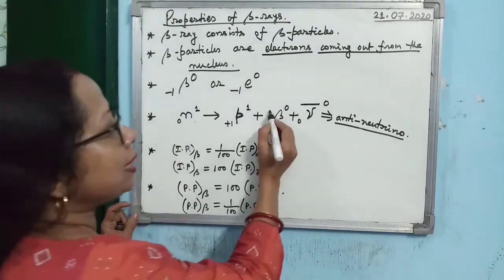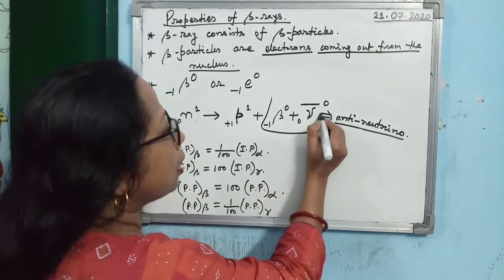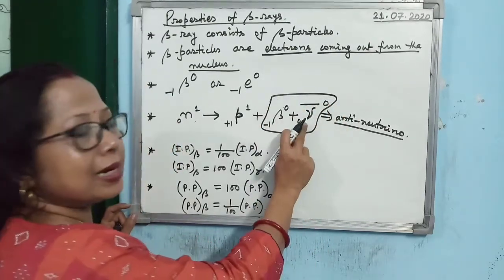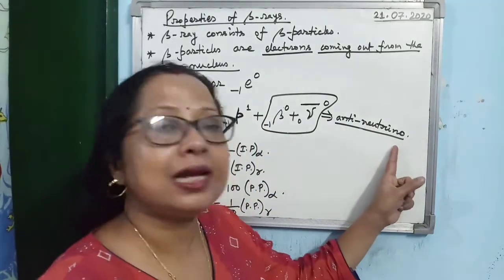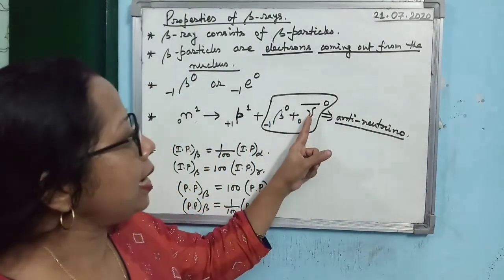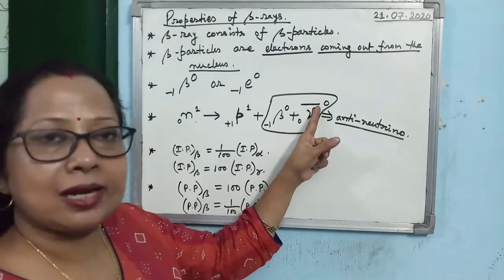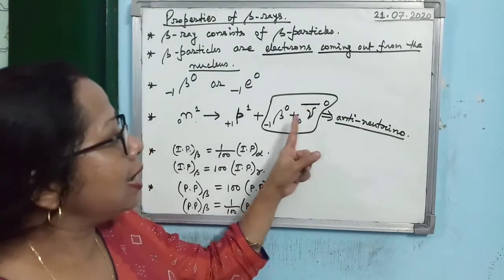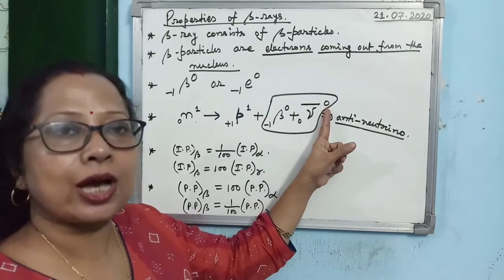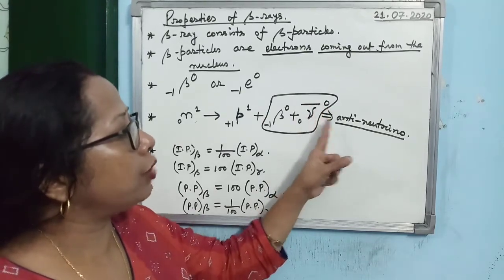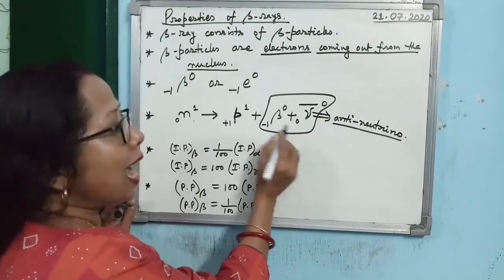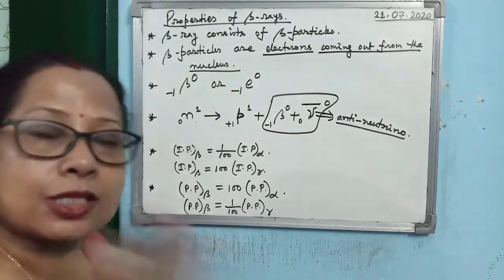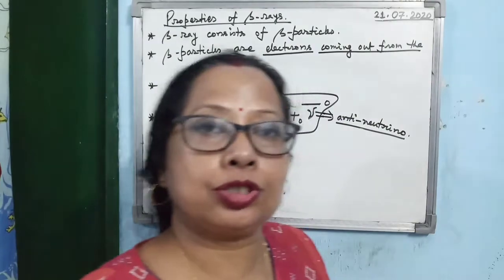Always remember, beta particle cannot come out alone. Beta particle should always be paired with anti-neutrino. So the bar sign represents the antiparticle, and it has 0 mass, 0 charge. So we write the symbol for anti-neutrino this way. This is anti-neutrino, and beta particle is always associated with anti-neutrino.